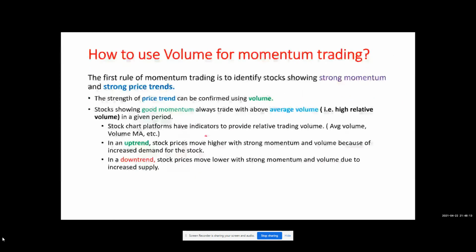Yep. All right. So how do we use volume for momentum trading? The first rule of momentum trading is to identify stocks showing strong momentum and strong price trends. That is the name of the game. You can have a 10, 20 stock watch list, but it's going to be really, really hard to trade 20 stocks a day, right? Let's be real. So all of us, the three of us, we only trade 1 or 2 or 3 names every single day. That's because we choose our stocks very well, right? So you need to put in the research to find the right stocks to trade. And that's like half of your work done already.